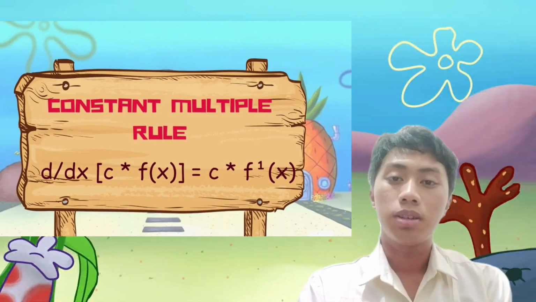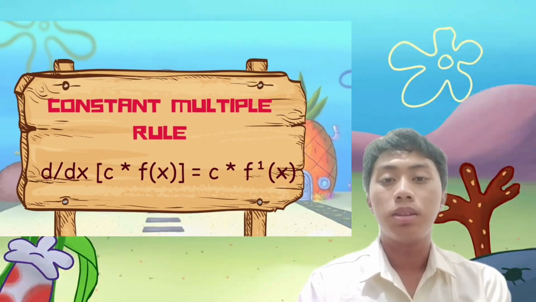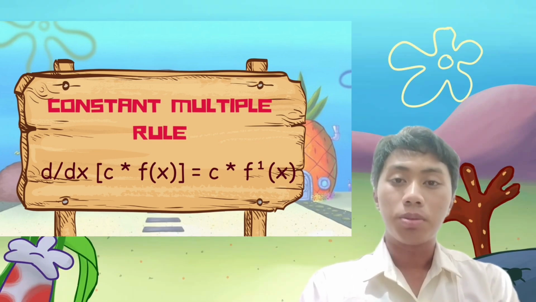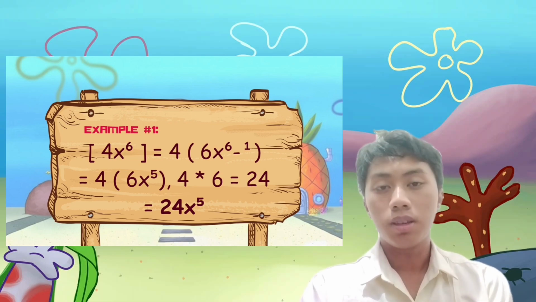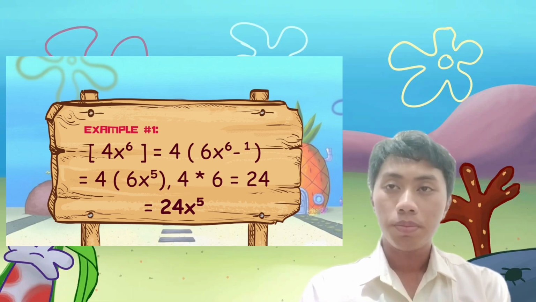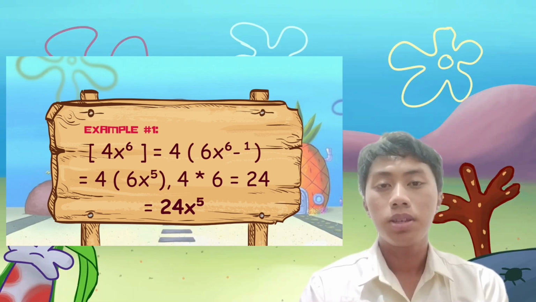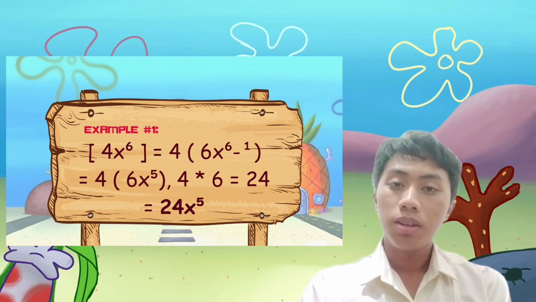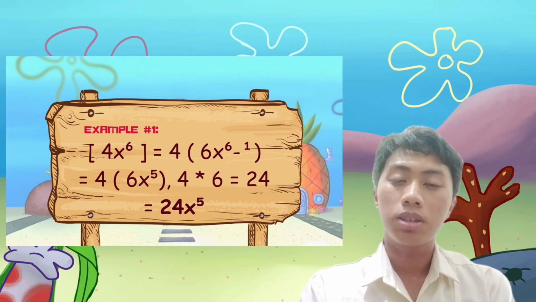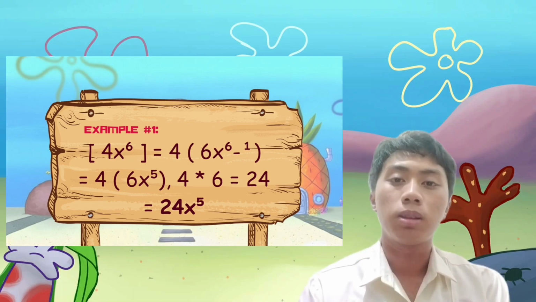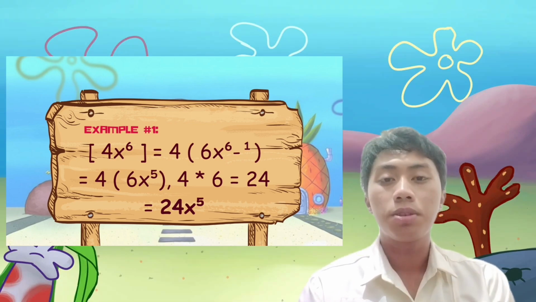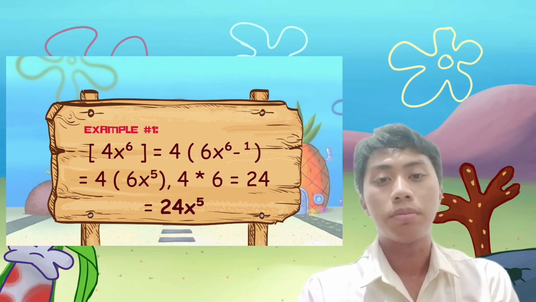As for the constant multiple rule, its formula is the derivative of a constant multiplied by the derivative of f of x. To illustrate that, let's say our f of x is 4x raised to 6. Firstly, we have to get its derivative. So 4x raised to 6 will be 4 multiplied by 6x raised to 5. Secondly, we will multiply the constant with each other. So the constant is 4 multiplied by 6. So that will be 24. And the final answer will be 24x raised to 5.